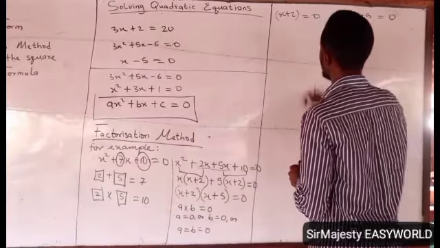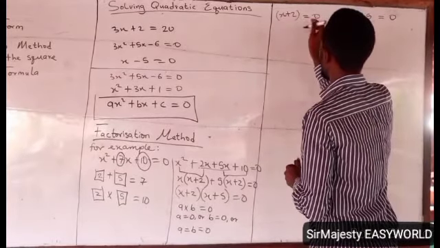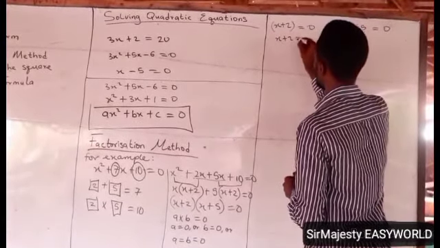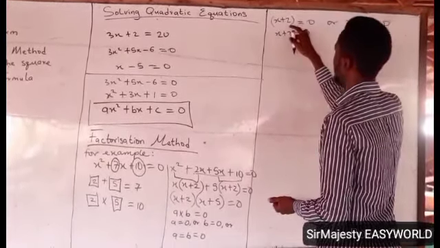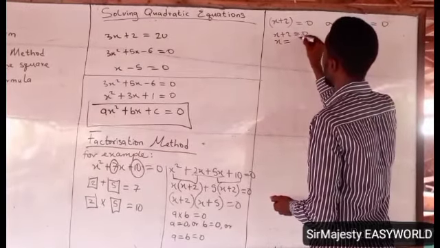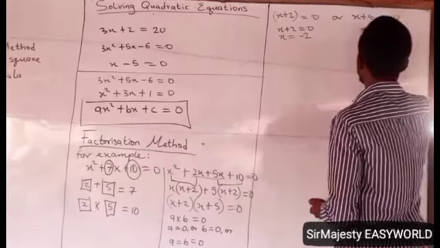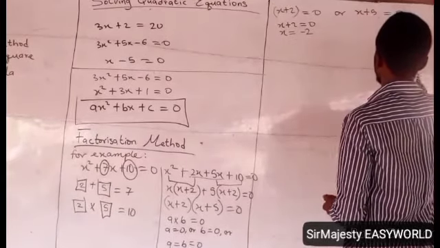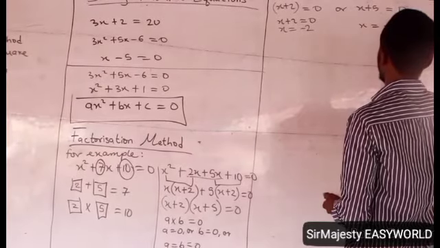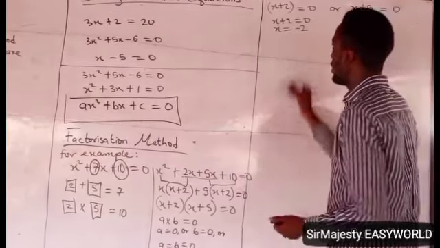And then what does that give us? That means that in our equation, if x plus 2 is equal to 0, what is the value of x? We can simply get this by moving the 2 to the other side, so that we have x is equal to minus 2. And then here, if x plus 5 is equal to 0, we do the same thing: we move the 5 to the other side to get x is equal to minus 5.